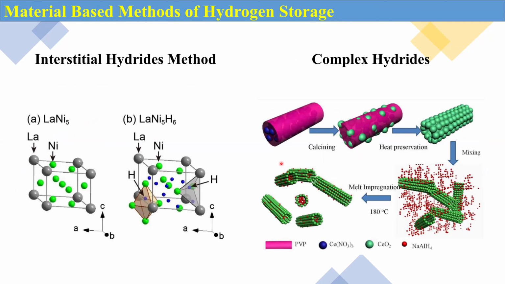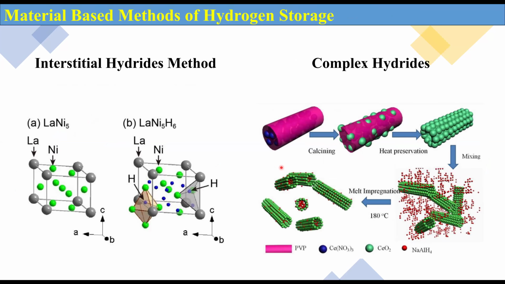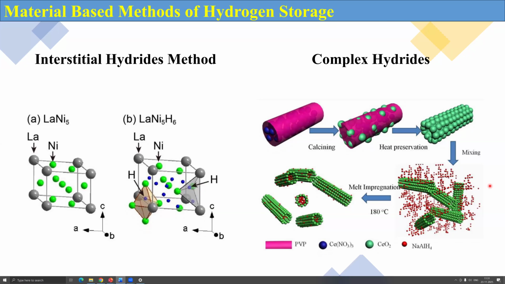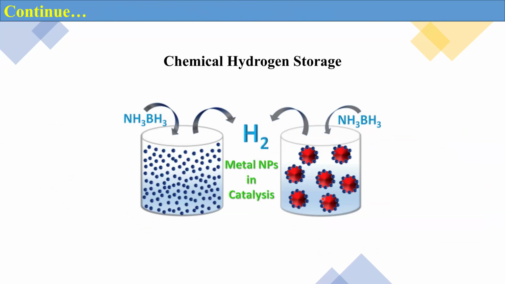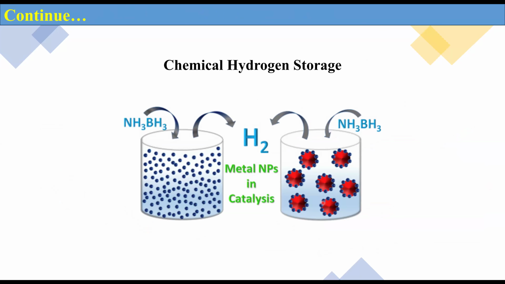And then next we have the complex hydride, which has a significant application over here, where sodium borohydrides are used at a temperature of around 180 degrees centigrade, and the hydrogen is stored in this form over here. You can see it over here. Then chemical hydrogen storage, which is one of the last methods.